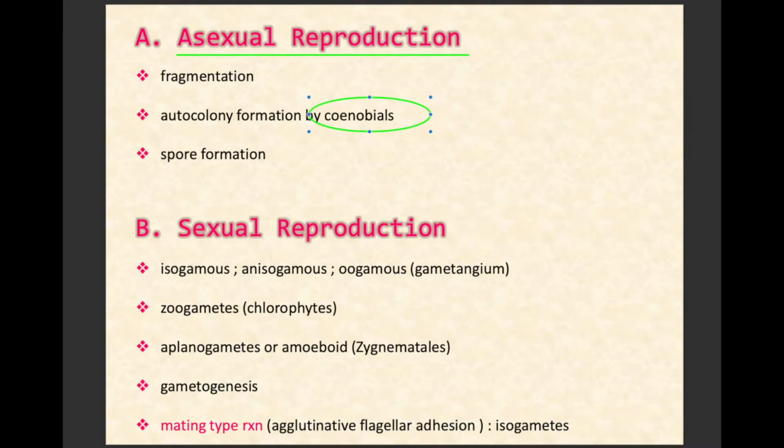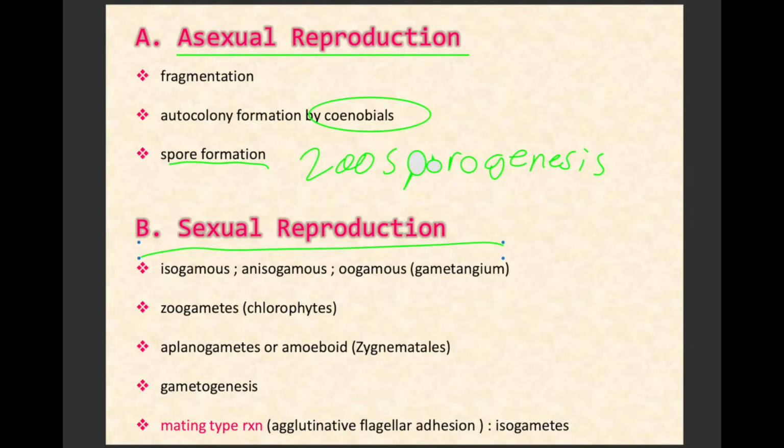We also have your spore formation. This is usually accompanied by what we call zoosporogenesis, which also includes the production of your sporangium, the housing of the spore. Anyway, in terms of cellular sexual reproduction, we have your isogamous individuals. We also have anisogamous and oogamous with the gametangium right there.